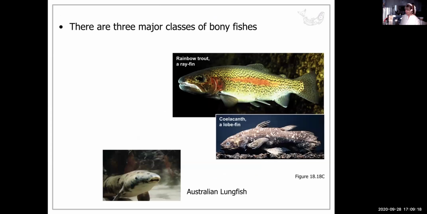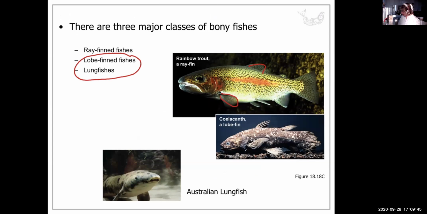And there's three major classes: ray-finned fishes, lobe-finned fishes, and lungfishes, although some people class these together. Depends who you talk to. But the ray-finned fishes, you recognize them. They're your trout, all those recognizable fishes that you see. The ones that are less recognizable are lobe-finned and lungfishes.